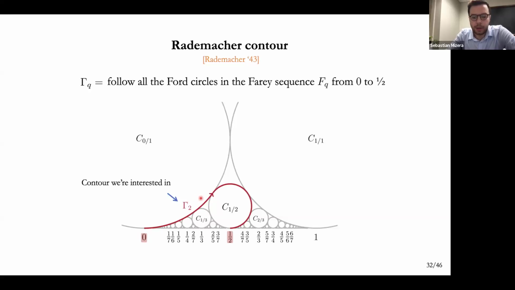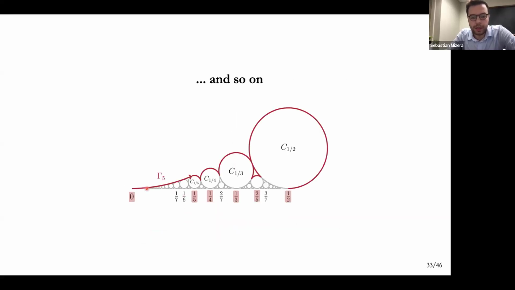The game that I'm going to follow is that we're going to iterate this, and start enclosing more and more circles in the Farey sequence. So for example, Farey sequence 5 with these fractions in here. And then I'm going to follow 0, and then turn when I have 1/5 until I meet 1/4, 1/3, then 1/3 goes to 2/5, and then 2/5 meets 1/2 here, and then I close the contour.